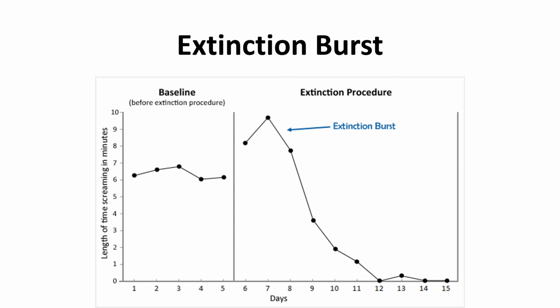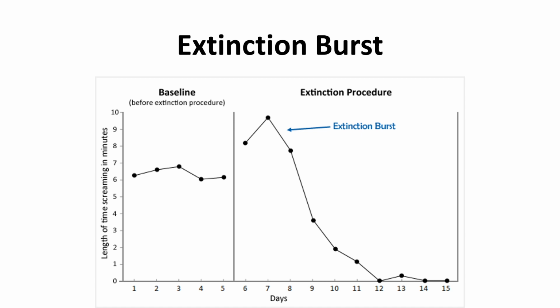Now, most of the examples that we've used here have been with behaviors that were originally positively reinforced. So the child used to get attention, or when you put money into a vending machine, then it would give you something that you wanted from it. Those are positively reinforced situations.